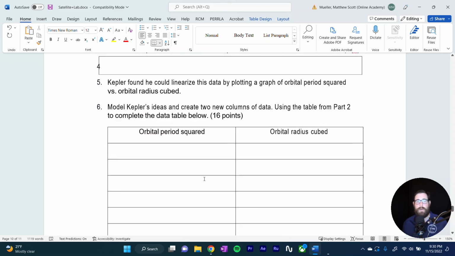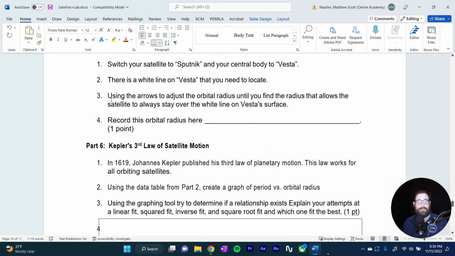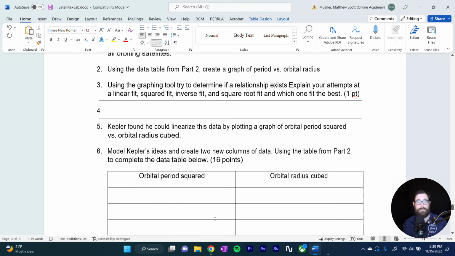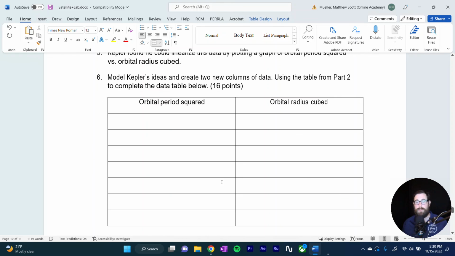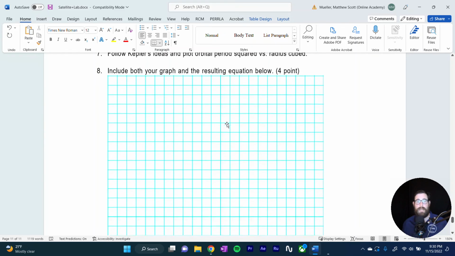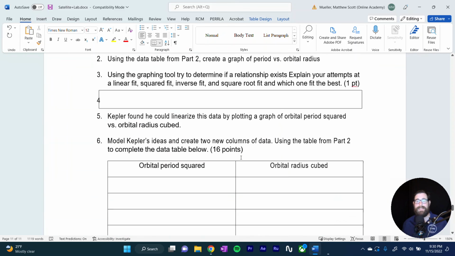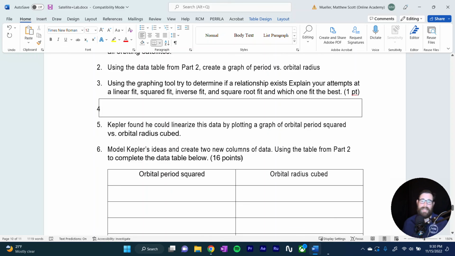Okay? And then we're going to get to parts 5 and 6. We're going to answer some more questions there. You're going to look at Kepler's third law of satellite motion. If you're not sure what that is, you need to go back to the lesson and look up Kepler's third law. And you're then going to look at these values here and make another chart. Again, you're going to graph the result and the resulting equation below using the graphing tool. So again, a lot of collecting data, creating graphs.